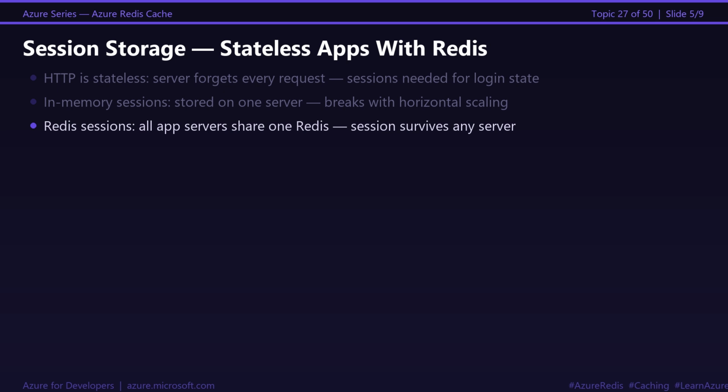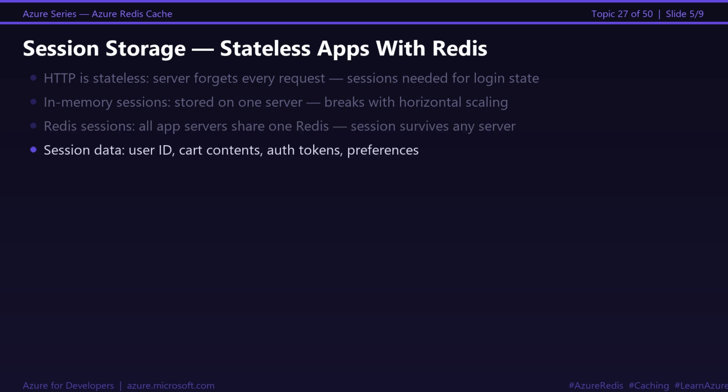Redis session storage fixes it in one step. Every app server stores and reads sessions from the shared Redis instance. User on server 1, next request on server 7, same session, seamlessly. ASP.NET Core, Spring Boot, Express, Django all have Redis session providers. Point them at your Azure Cache for Redis endpoint. Sessions are now shared, persistent across restarts, and scalable.